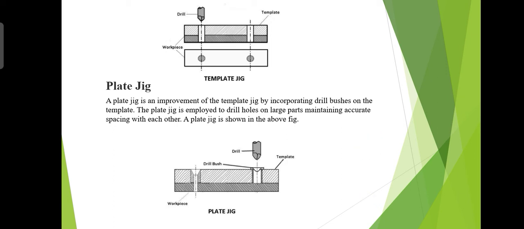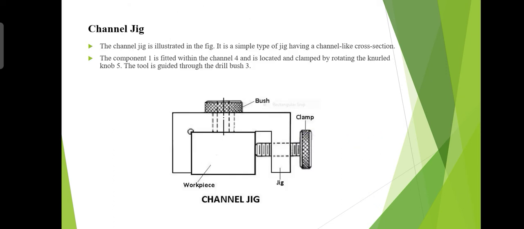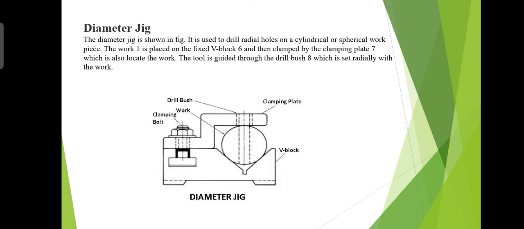This is the plate jig, and now this is the channel jig that I told you about in the beginning. Channel jig, or clamp jig, yes, capital C jig, and this is the diameter jig. Diameter jigs provide a simple means of locating a drill hole exactly on a diameter of cylindrical or spherical pieces. You can see it easily in the diagram.